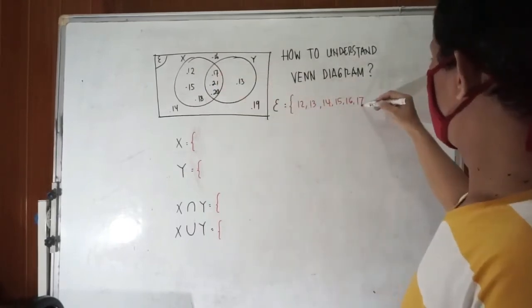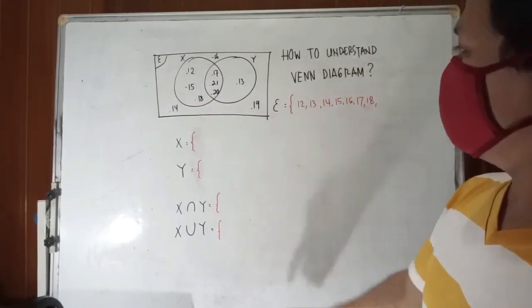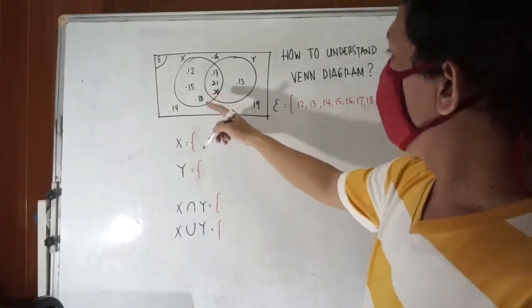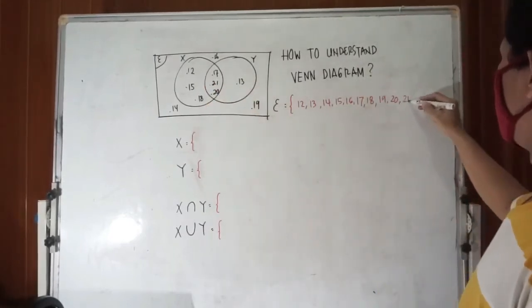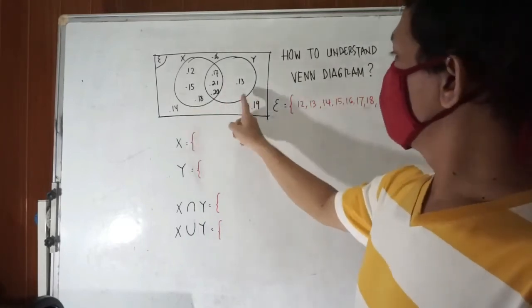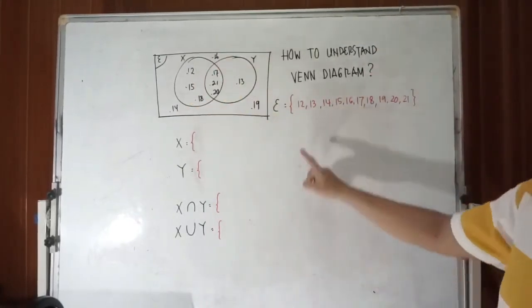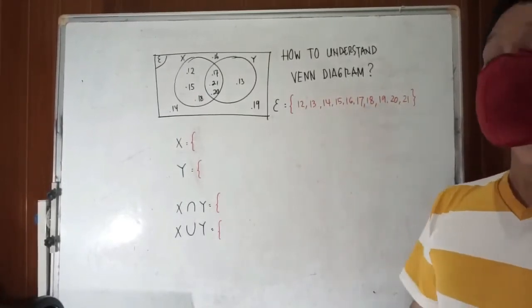Is that 18? Yes, 18. Is that 19? Here 19. Is that 20? Oh yes, 20. What about 21? Yes, 21. Okay, so this is the universal set. Now you're going to check how many elements there are in the universal set. 1, 2, 3, 4, 5, 6, 7, 8, 9, 10. There are 10 elements.